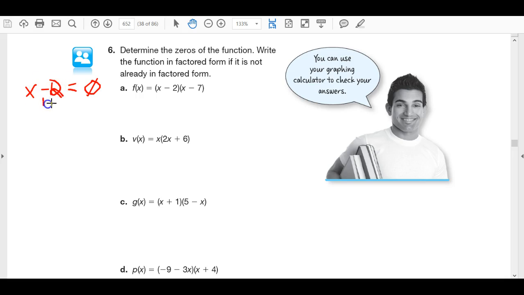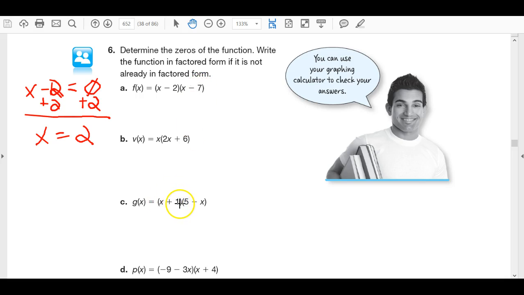You see that minus 2? The way we solve for x is we add 2 to both sides. These cancel out, so we just have x equal to 2. So clearly, if I put a 2 here, that's going to make this 2 minus 2, which turns into 0. And the same logic holds. If I put a 7 here, then that minus 7 is going to make it a 0.